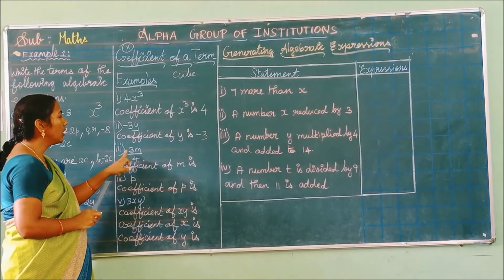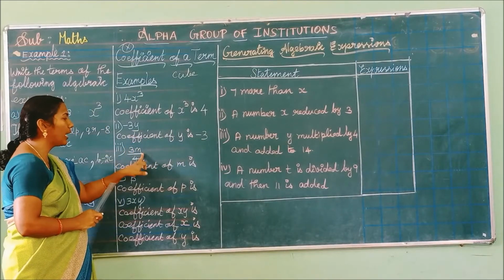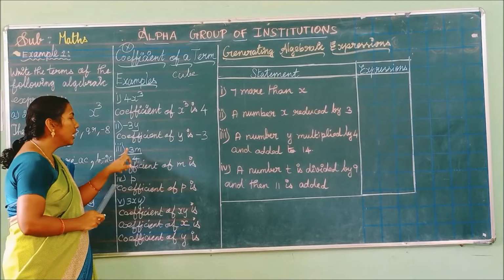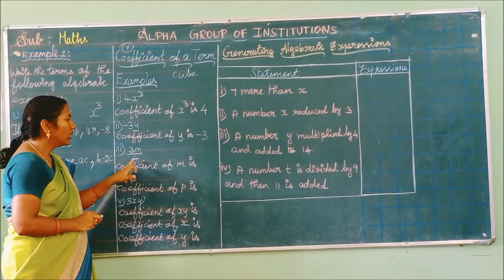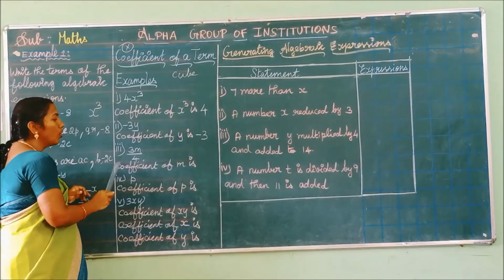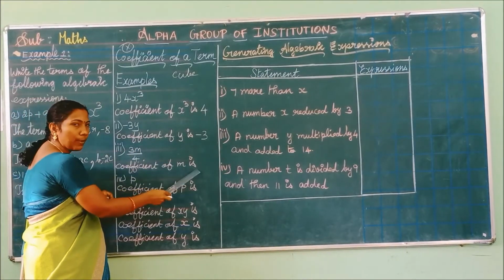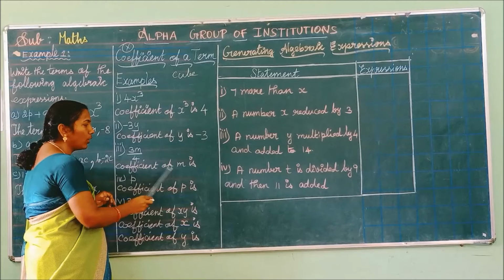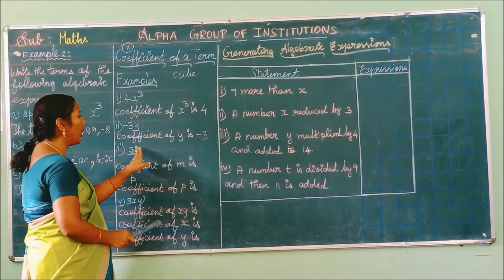See the next one, 3m by 4. How can you read this? 3m by 4. See here, which is the variable? m is the variable. So coefficient of m is. So in order to find the coefficient of m, you have to hide the m.